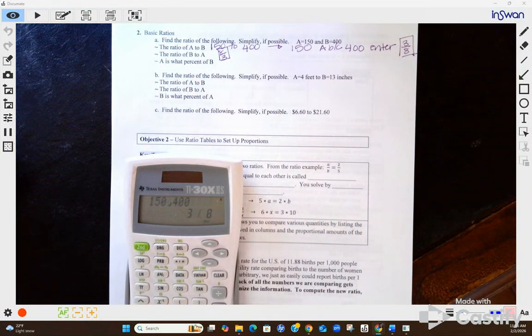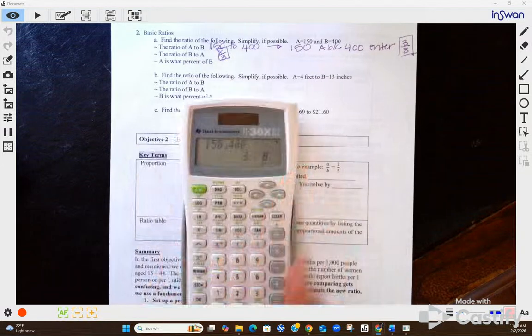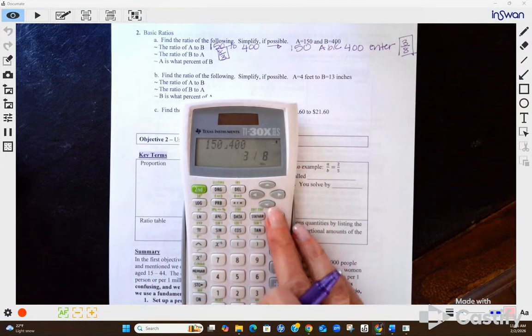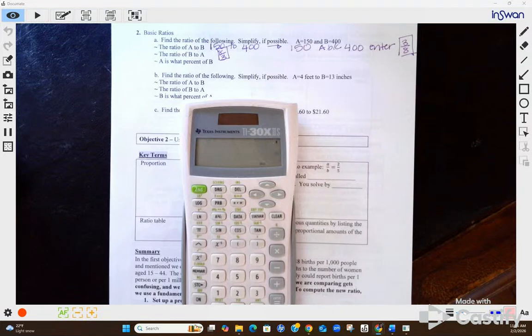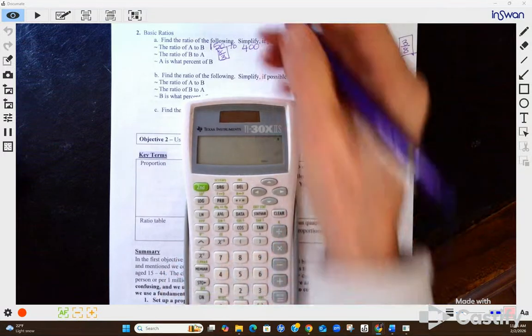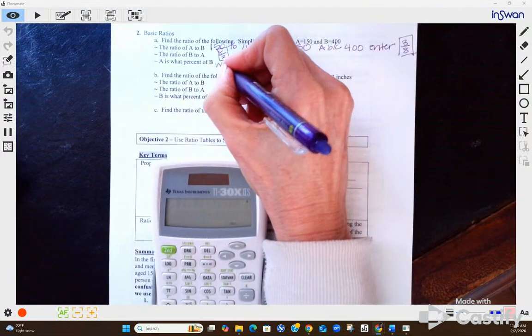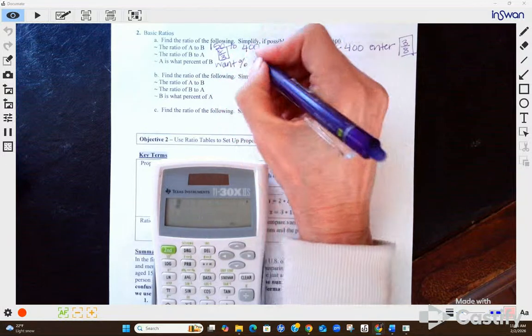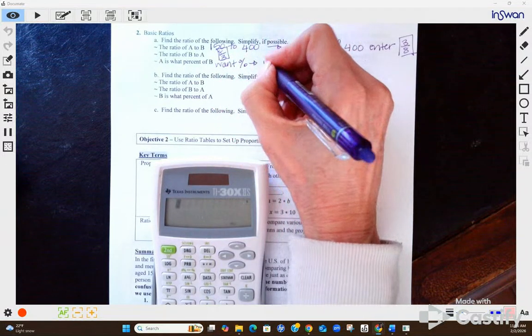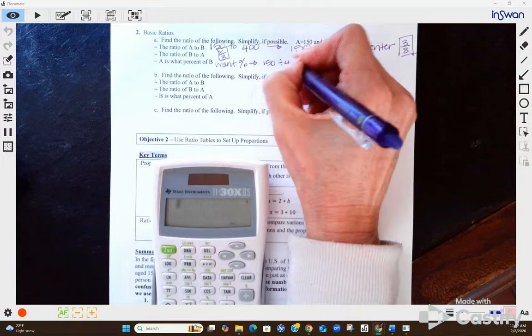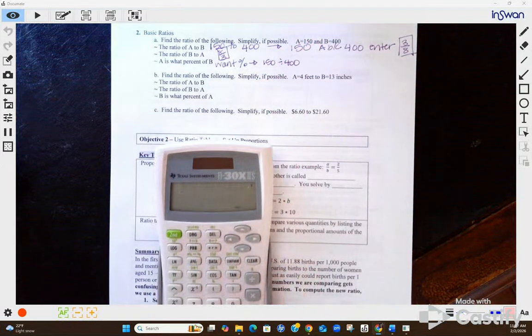And then A is what percent of B. So here you don't really need anything fancy in your calculator. That's where you're going to use your calculator to get the decimal and then turn it to a percentage. You want the percent, so you just do 150 divided by 400 in your calculator.